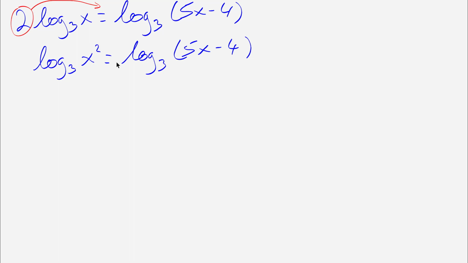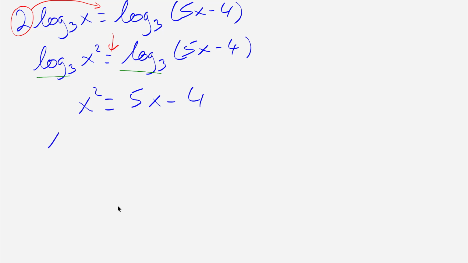And then to finish it, I just look at my balance. Remember, we have an equals sign here, so what's on the left must be the same as what's on the right. So I know that log to the base 3 and log to the base 3 mean the same thing. Therefore, if these two sides are equal to each other, x squared must equal 5x minus 4.